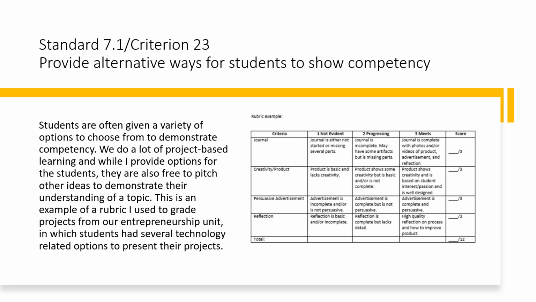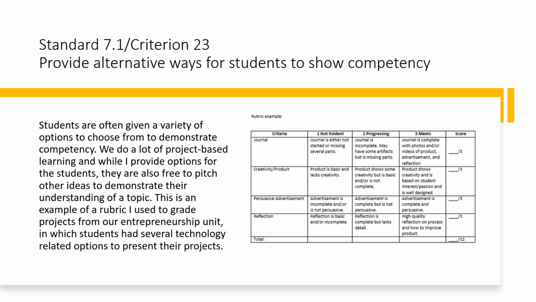Standard 7.1, Criterion 23, provide alternative ways for students to show competency. Students are often given a variety of options to choose from to demonstrate competency in my classroom. We do a lot of project-based learning, and while I provide options for the students, they are also free to pitch other ideas to demonstrate their understanding of a topic. I've had children in the past do things such as songwriting, choreograph dances, create posters, etc.